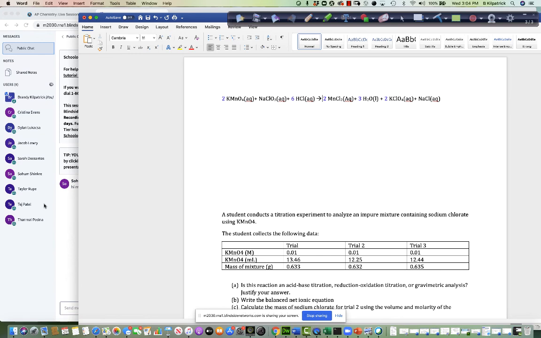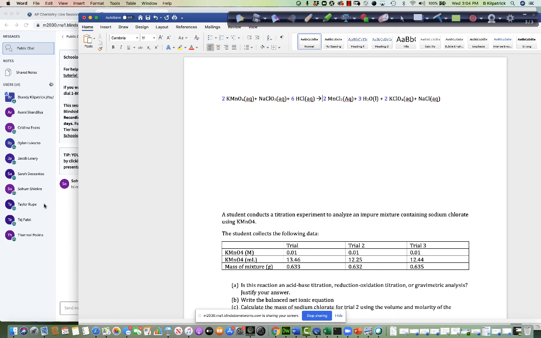So the first one, we have a redox reaction, and the first question is asking you whether it's acid-base, whether it's reduction-oxidation, or gravimetric analysis. Okay, first of all, you can eliminate gravimetric analysis right away, because if you look at the data that they collected, it says it's a titration. Titration is not gravimetric analysis. Gravimetric analysis is where you collect a solid. So you're doing something in which you have to collect a solid.